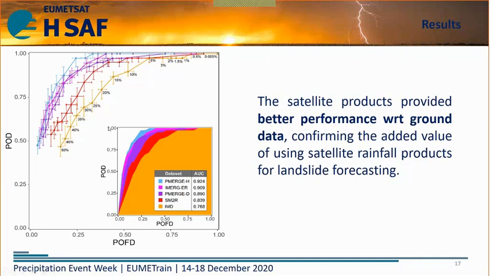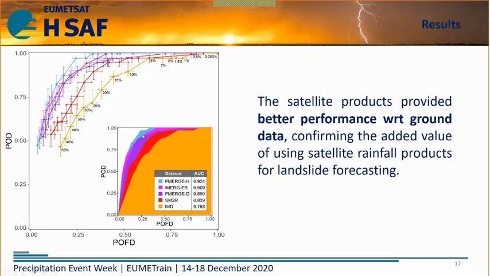Here you can see that, by applying the same procedure I was describing before, we built the rainfall thresholds and estimated the values of the probability of detection and the probability of false detection for each analyzed product. And here you can see the curve, and probably you can see better the area under the curve, so you can see how the products perform with respect to each other.